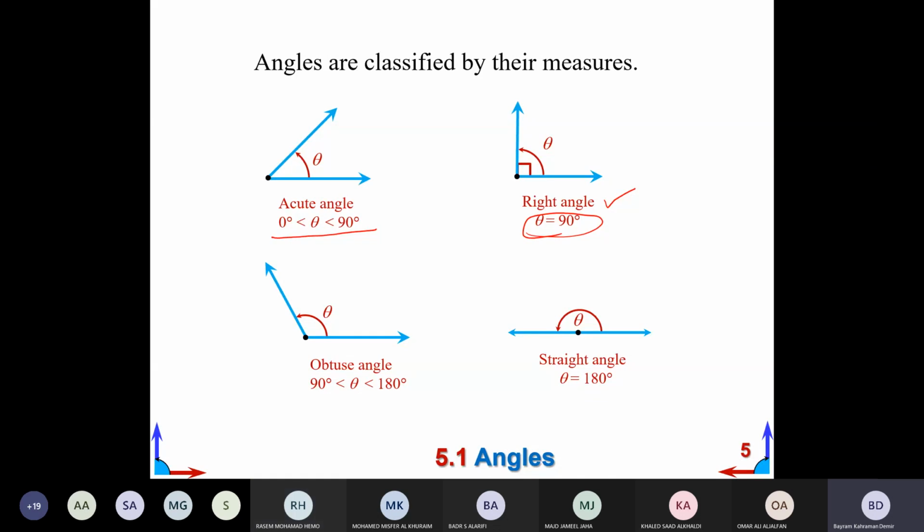So if something is 180 degrees, then we will call it a straight angle in English. In Arabic, zawiya mustaqima. Okay, how about obtuse angle? An obtuse angle is less than 180 but greater than 90. زاوية منفرجة, I think. Looks like you learned a lot about angles in high school, sir.